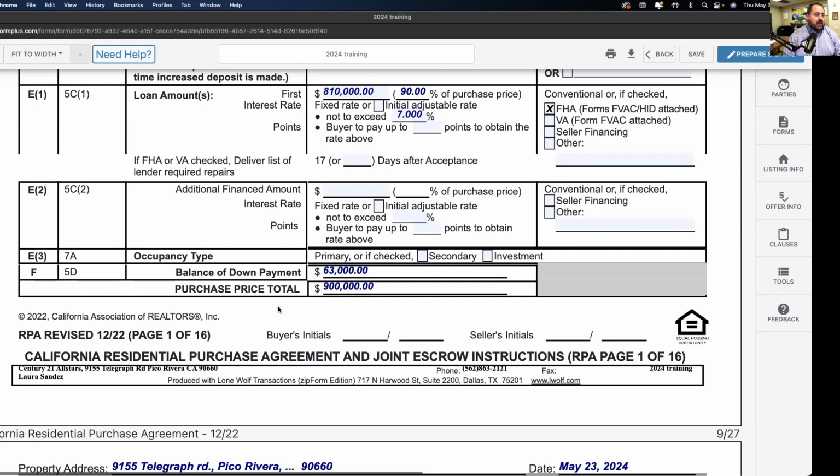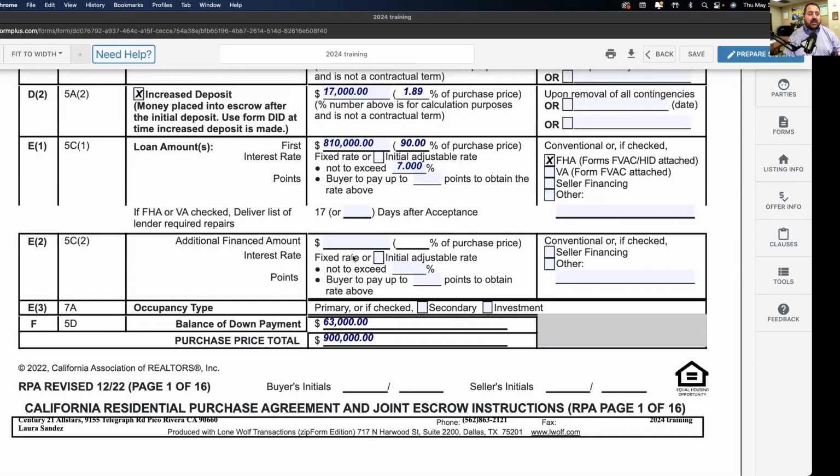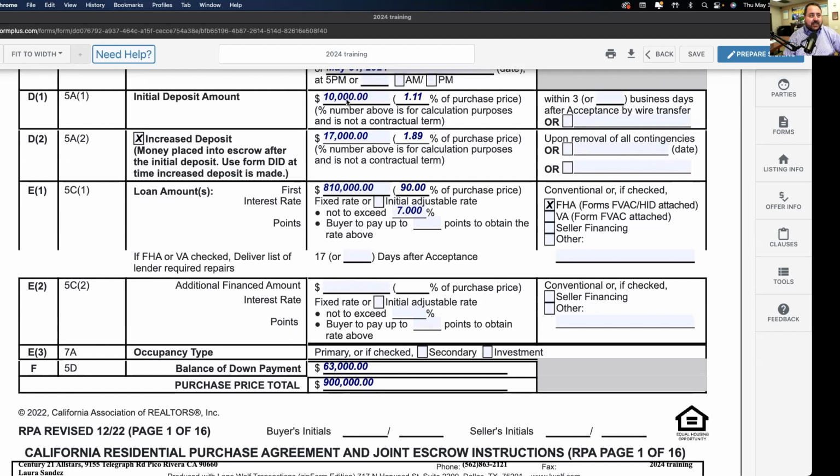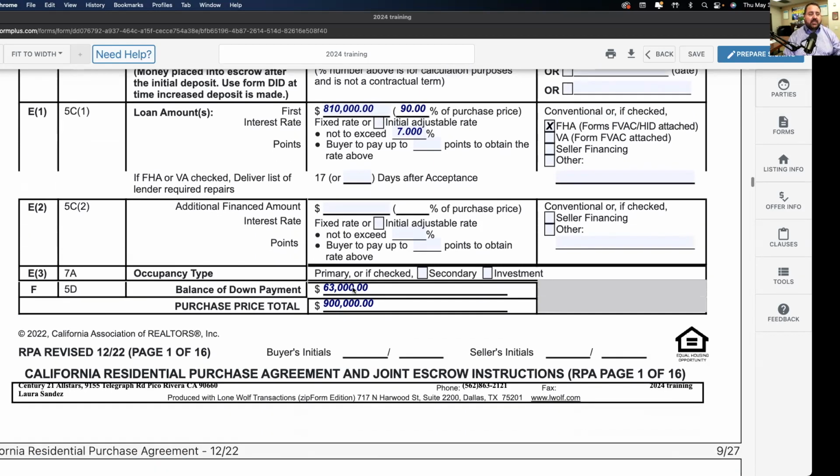Okay. Balance of down payment. Again, the $63,000 is the rest of our down payment that is owed, right? The 10% down that we're putting, minus the $10,000 we've already done and the $17,000 that we will do. That's how much more money we have to bring in for the balance of our down payment. Okay. Pretty straightforward, that math.